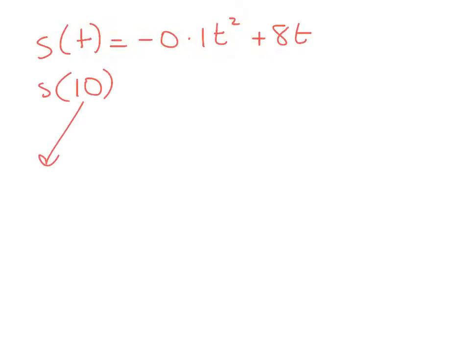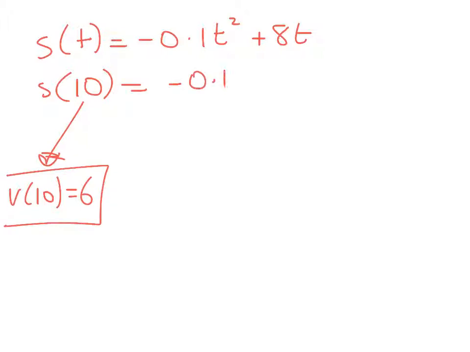So 0 equals 0 plus 0 plus c, so c equals 0. So finally we've got s of t is equal to negative 0.1 t squared plus 8t. Now we're substituting in 10 because that was the time value that gave me velocity equal to 6. So s of 10 is equal to negative 0.1 times 100 plus 80. So that's 70 metres. That number makes sense.